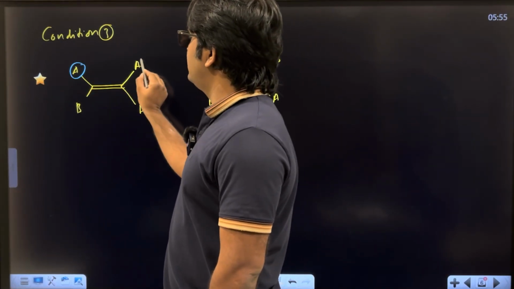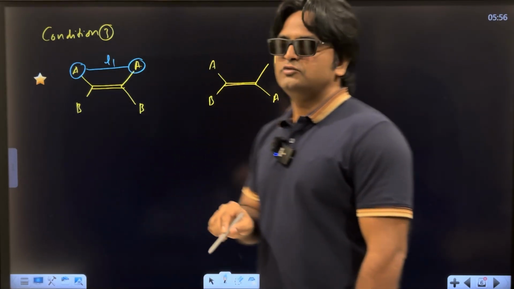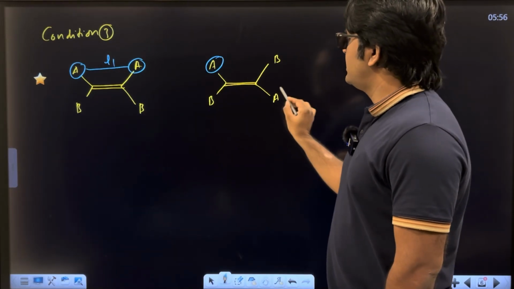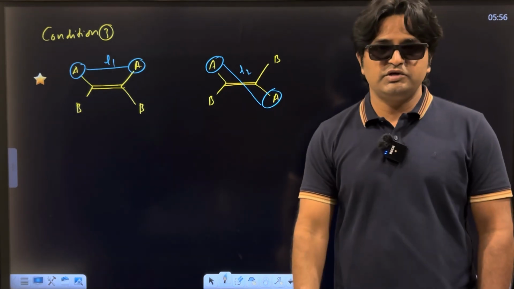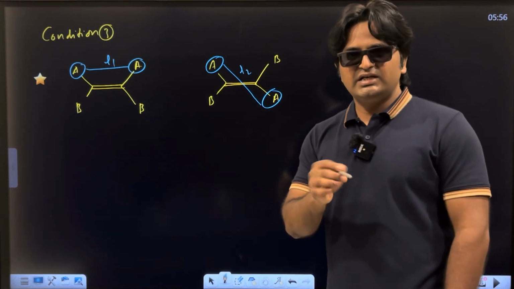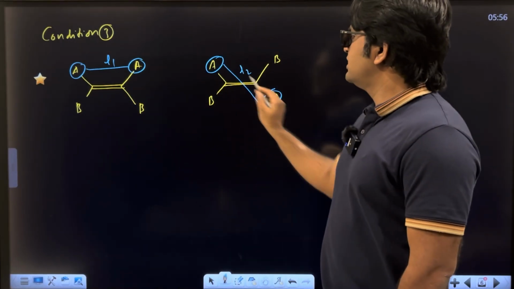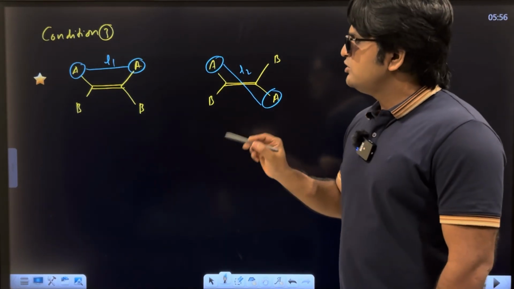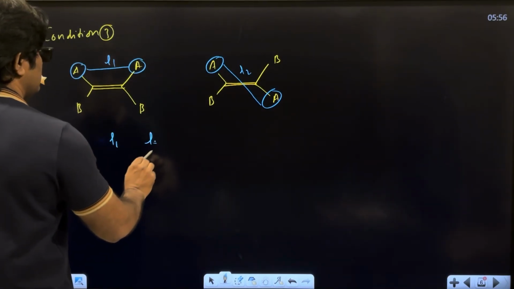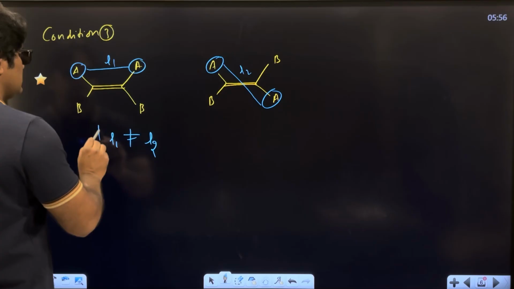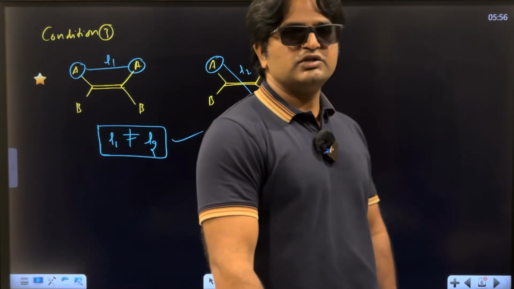Here I am taking A and A. Let the distance between these two be L1. And the same groups A and A, now the distance between these two is L2. I am selecting the same atoms as reference atoms, here A and A, here also A and A. Now compare L1 and L2. L1 is not equal to L2, then this molecule shows geometrical isomerism.